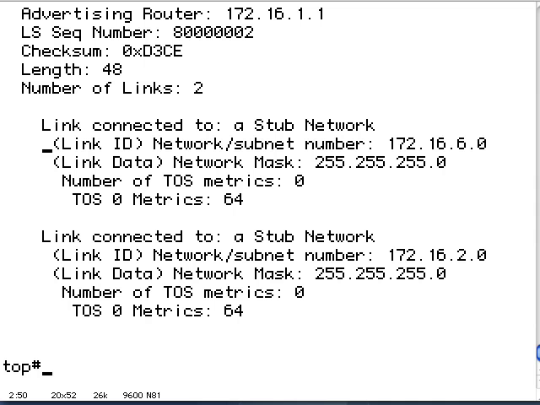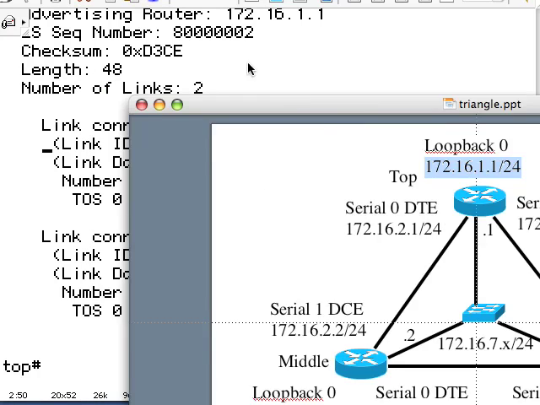And then here's the second link in the LSA. It's also connected to a stub network because we have no neighbors out that interface, and it is 172.16.2.0, and it's a /24, and the metric is also 64. So you can see this router LSA identifies every subnet that the top router is connected to, at least every subnet that we're connected to that OSPF is enabled on.